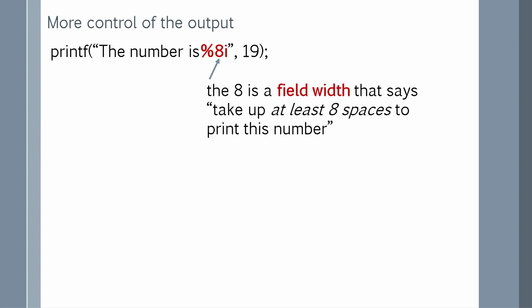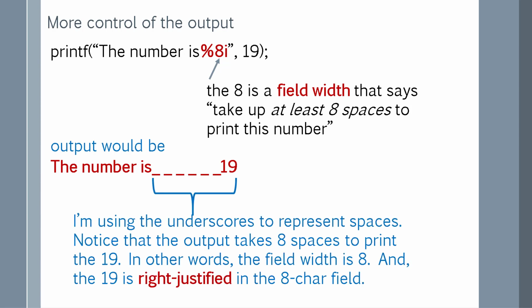That's going to make the display look like this. The 19 is printed in a field that takes up 8 spaces. And something else, the 19 is right justified in that field. Using field widths, you can make your programs line things up in columns. But I can use field widths with any data type.